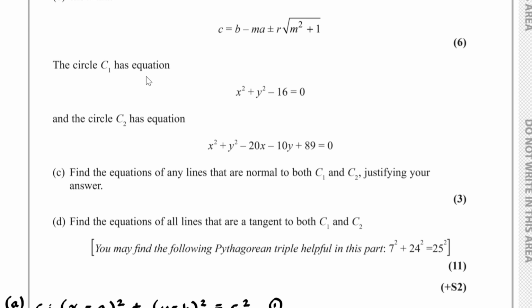Next, the circle C1 has equation x squared plus y squared minus 16 equals 0, and the circle C2 has equation x squared plus y squared minus 20x minus 10y plus 89 equals 0. You have to find the equations of any lines that are normal to both C1 and C2, justifying your answer.